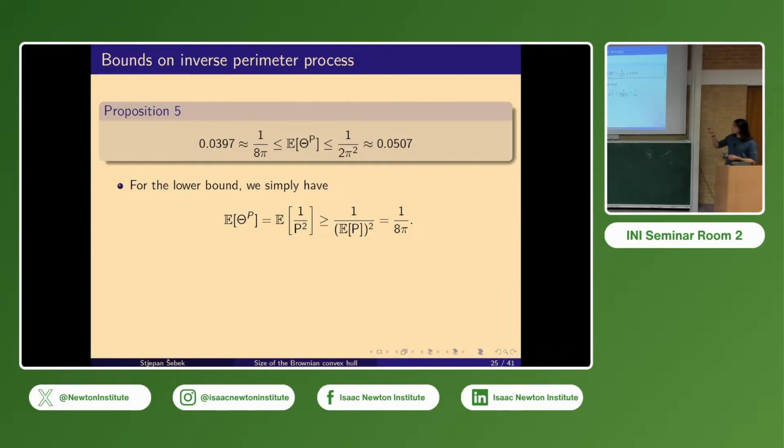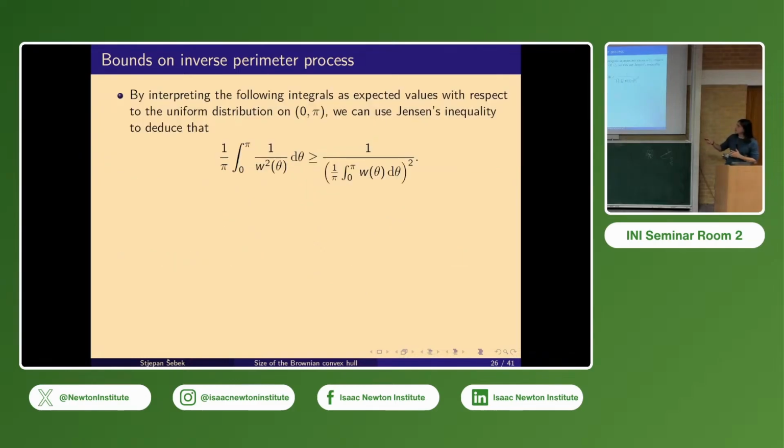And when it comes to the upper bound for the perimeter, it was again Jensen, and nothing much more clever than that. But we go back to this Cauchy surface area, or Cauchy perimeter, formula from 2D. So we know that the perimeter can be expressed as this integral of the parametrized range function. And then we just interpret this integral as the expectation of the function w attacking a uniform random variable on 0 to pi.